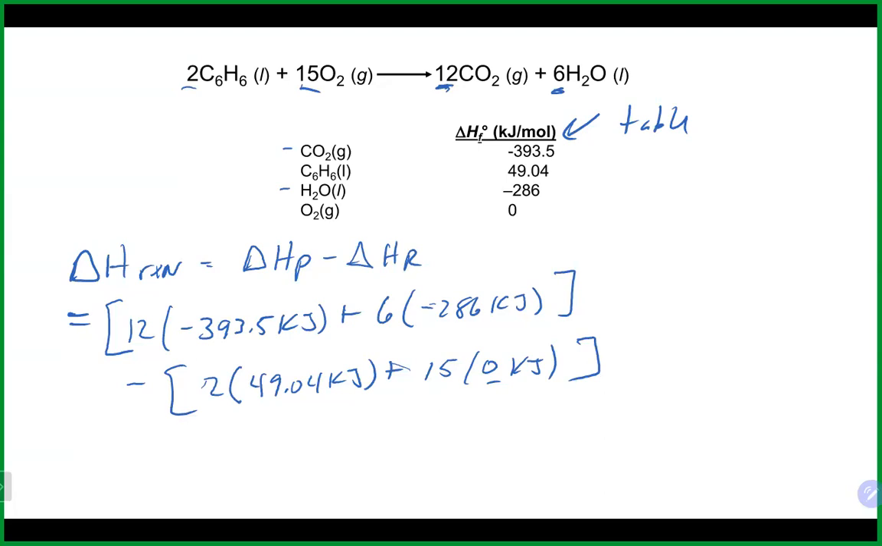We'll make 12 times minus 393.5. We'll add it to 6 times negative 286. We then will subtract from that 2 times 4904, basically. And that gets us something in the ballpark of minus 6536 kilojoules.